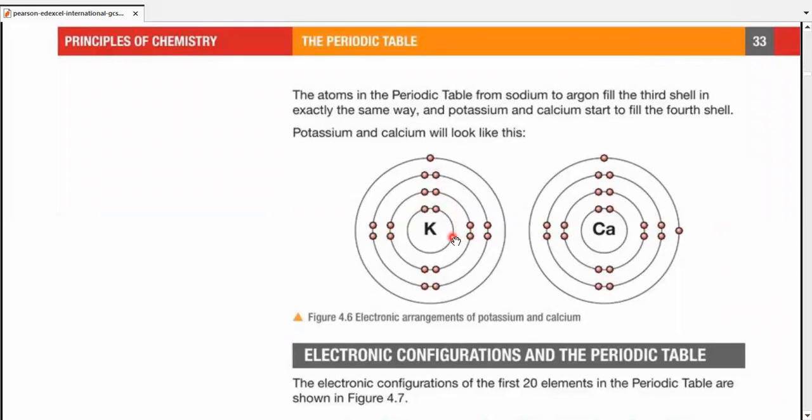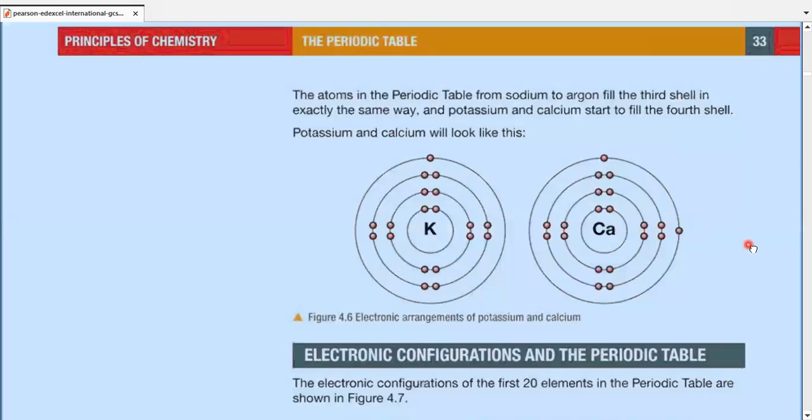Now this one is the potassium I was talking about. Potassium and calcium are the 19th and 20th elements of the periodic table. So 19 means it will have 2 electrons in the first shell, a total of 8 electrons in the second shell, another 8 in the third shell, and just 1 electron in the fourth shell for potassium, and 2 electrons in the fourth shell for calcium. The rest of the configuration stays the same. That's why I was saying that the electronic configuration of the first 20 elements is something you're supposed to know for these exams.